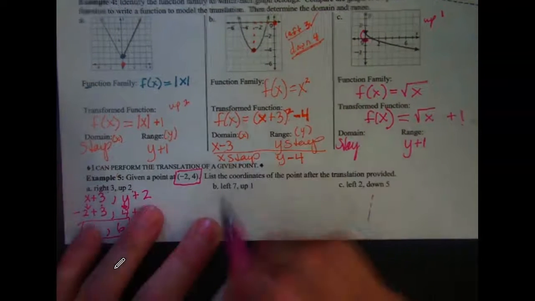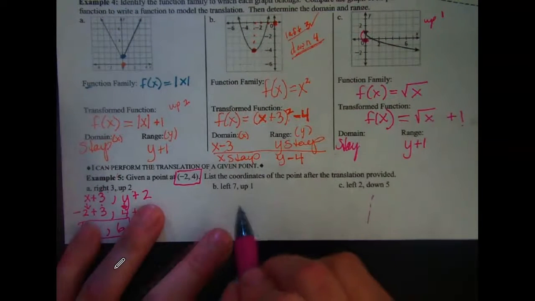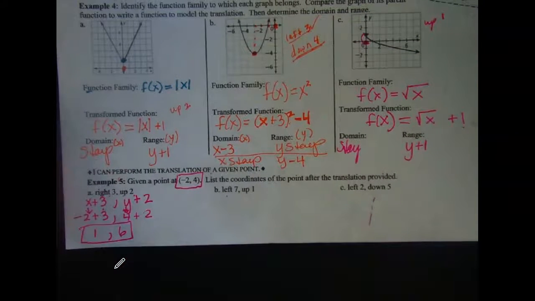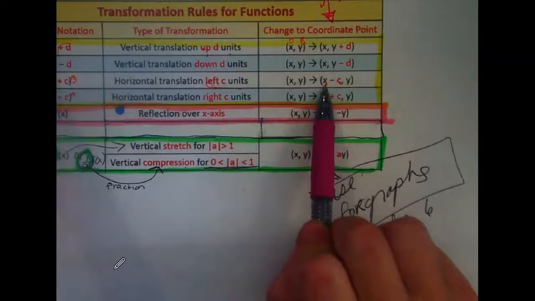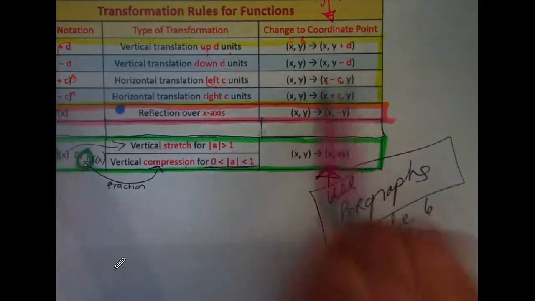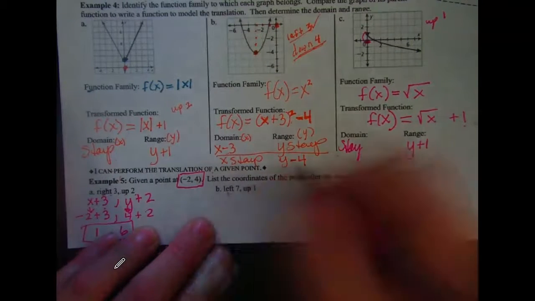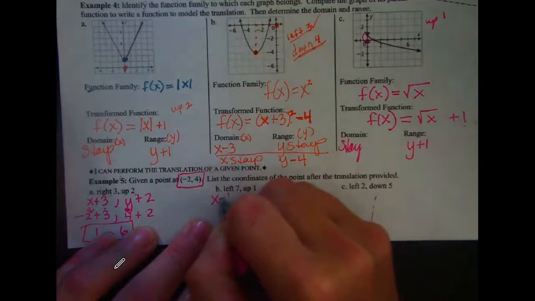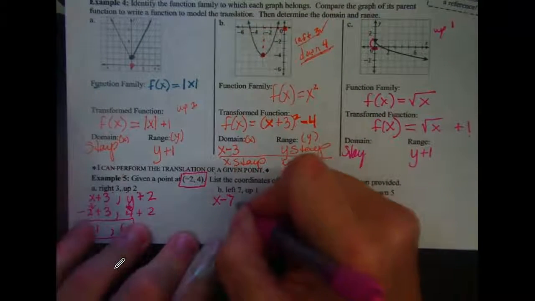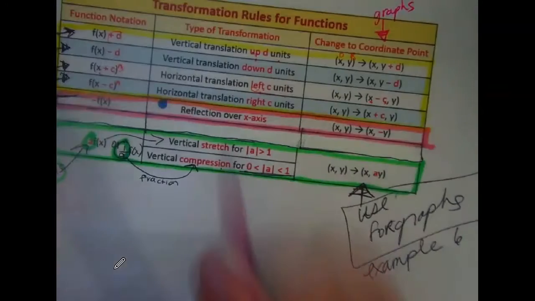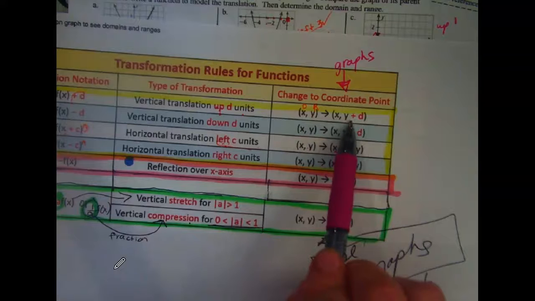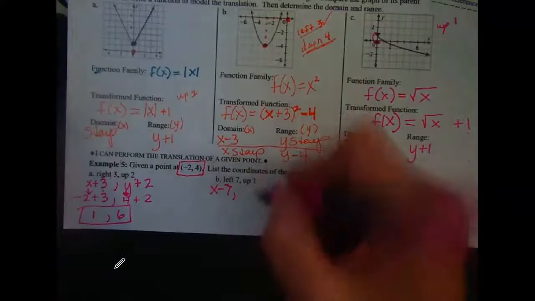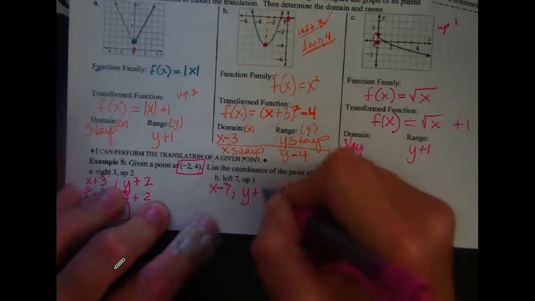So the next one, again, we're going to just use our chart. If we go left, we know going left in our chart, we take away from the x. So we do x minus whatever the number is, and y stays the same. So this means x minus 7. And then for up or down, something's going to happen to our y. This one said up 1. So we are going to keep x the same and add y plus whatever that number is.